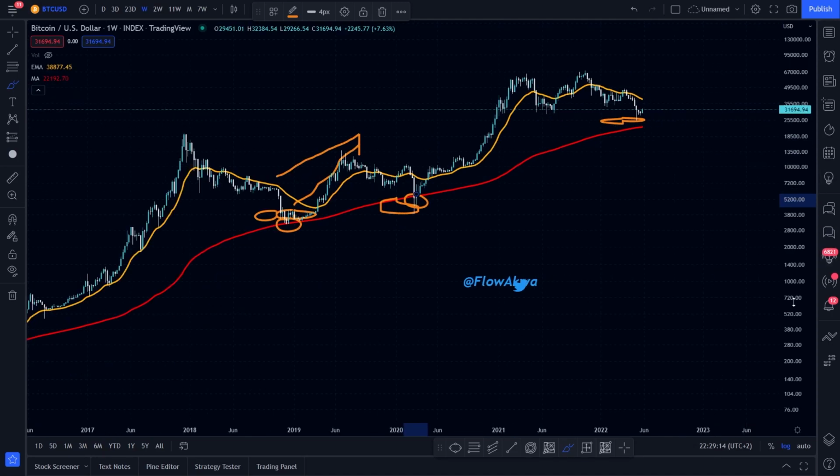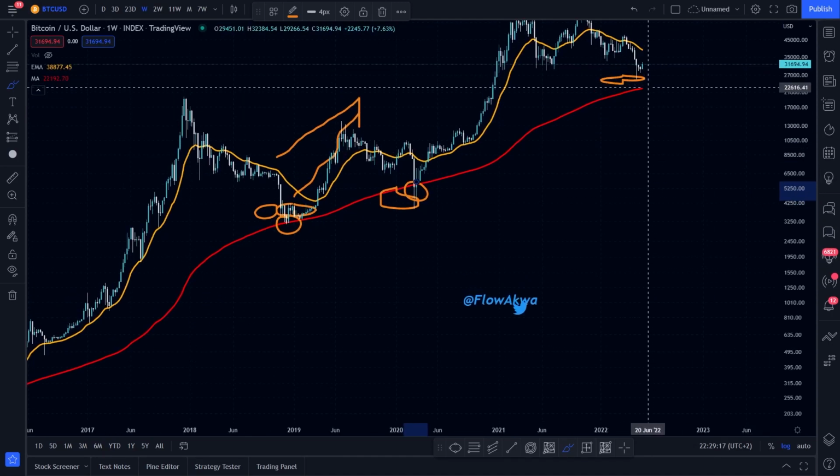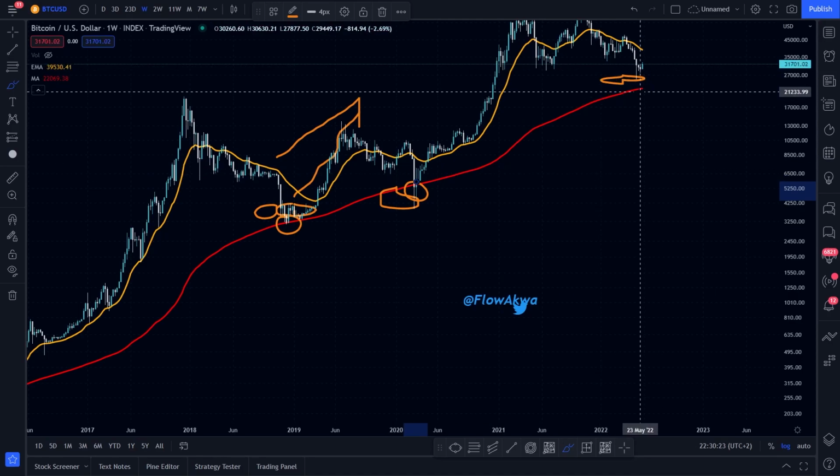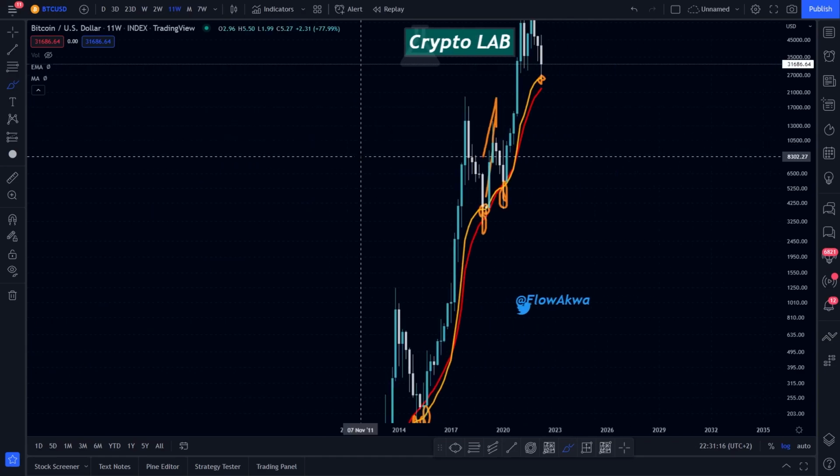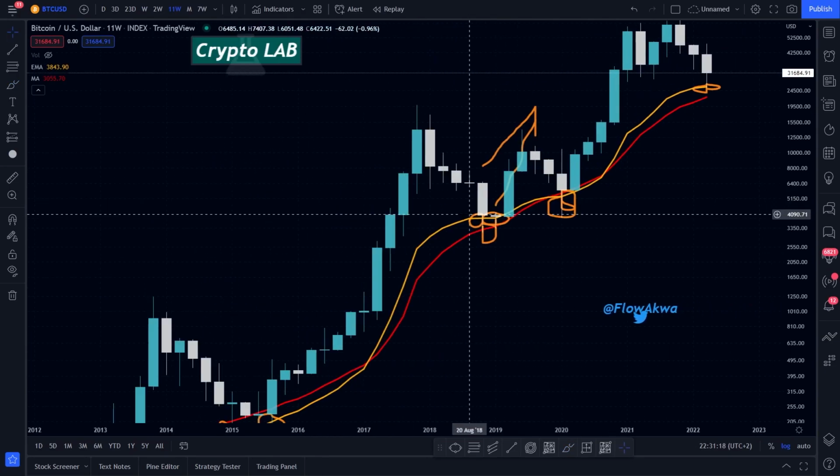So everybody is looking for a retest of the 200 weeks moving average. But now that everybody is aware of this line, it might never do it. And it would take everybody by surprise. If we go back to the 11 weeks moving average, you'll see what I mean by that.